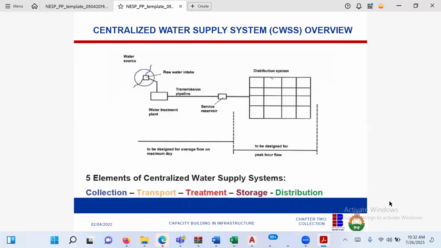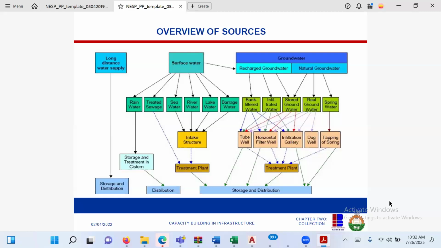So here, once again, we will see the design again. So chapter 2 talks about collection, overview of water sources. So I've already said this in passing.